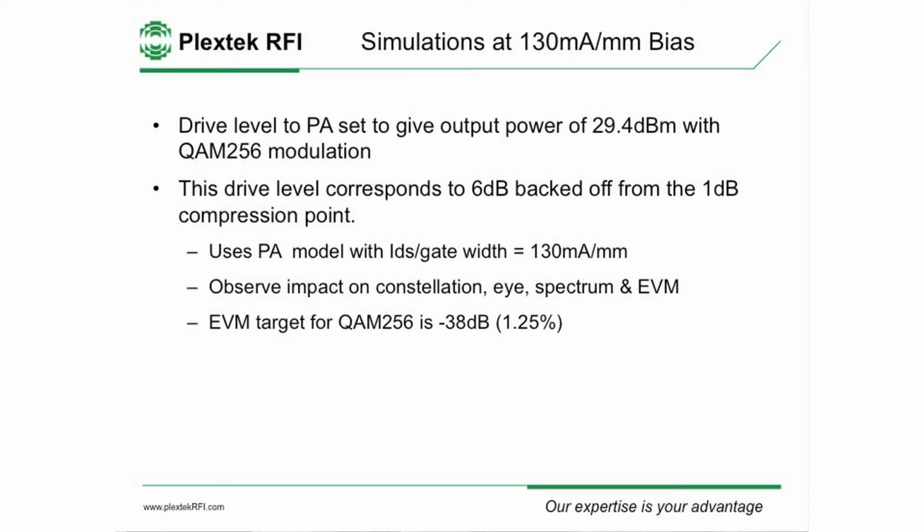We adjusted the drive level to the PA in order to give us an output power of 29.4 dBm. Now, we didn't randomly select 29.4 dBm as some sort of optimum power. It corresponds to a 6 dB back off from the 1 dB compression point. We had the PA model with the 130 milliamps per millimeter bias, and we observed the impact that this PA had on that constellation plot, the eye diagram, and the spectrum, and we calculated the EVM.